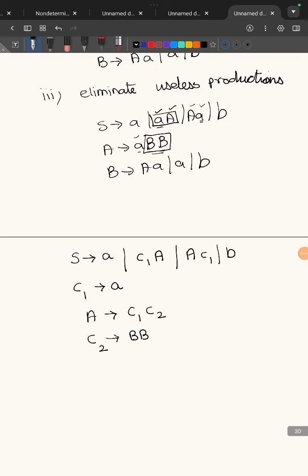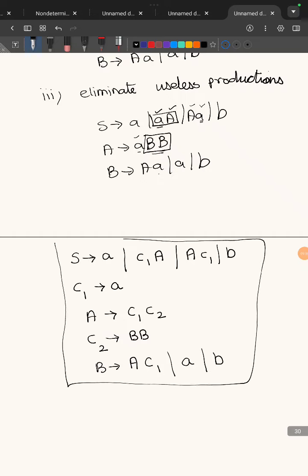Your B is deriving a. Instead of this small a, we will write C1. So the remaining terminals, that is a remains the same, b remains the same. So for the given grammar, this is the context free grammar that we have derived by using the steps.